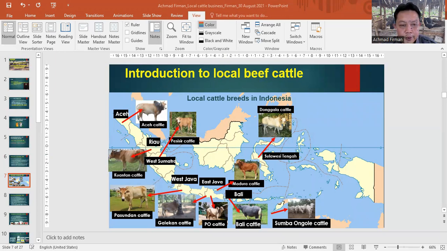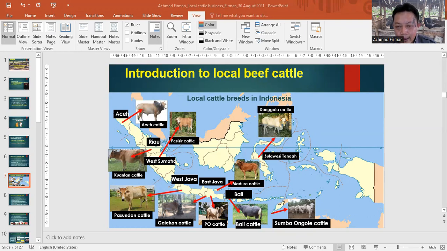What is Bos indicus and Bos sondaicus? Bos indicus, or zebu, has a characteristic hump, originating from India and spread to various countries, especially tropical areas such as Southeast Asia, including Indonesia, Africa, America, and Australia. This group is the original source of Indonesian cattle.